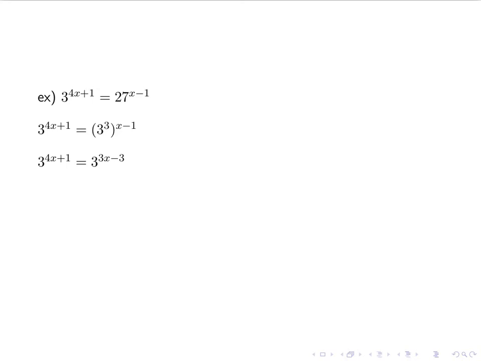And again, I have 3 to a power equals 3 to a power. So my base is going to cancel, and I'm left with my exponents equal. So 4x plus 1 equals 3x minus 3. Again, you want to put all your x's on one side, all your constants on the other, and solve this for x. And hopefully you can see that x equals negative 4.